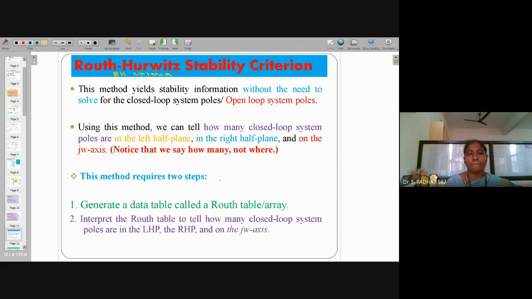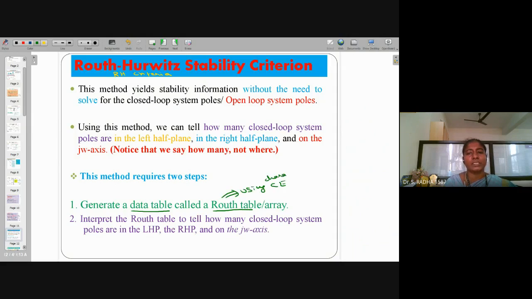Now, if you see the main important points, we will be generating a data table. In the RH criteria, the table is called the Routh table. We will be generating a data table, and this is generated using the characteristic equation.